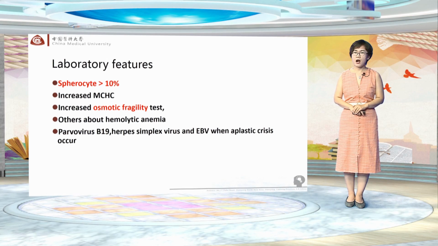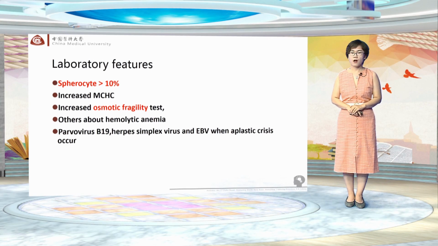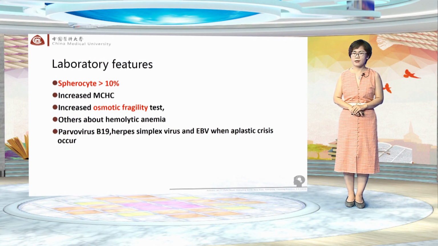Laboratory features are as follows. Spherocytosis is greatly increased, usually more than 10%. In neonates or infants, significantly increased mean corpuscular hemoglobin concentration is highly suggestive of hereditary spherocytosis. The osmotic fragility test is increased.